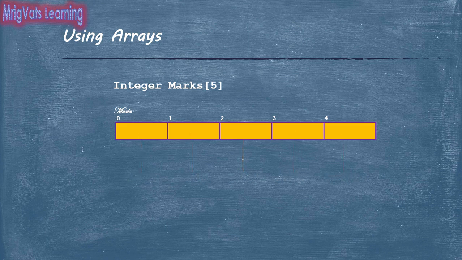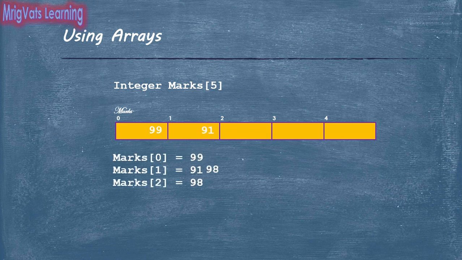In this array, to assign values 99, 91, 98, 93 and 90 to the elements of the array, you specify marks[0] = 99, marks[1] = 91, marks[2] = 98, marks[3] = 93 and marks[4] = 90.